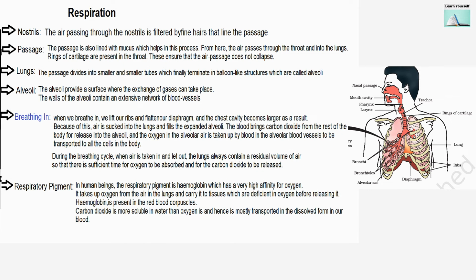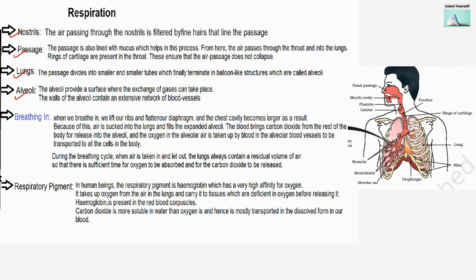Respiration is a very important process as it gives us fresh oxygen, and it is responsible for the gaseous exchange that happens in the lungs. Now, nostrils, passage, lungs and alveoli are the important parts taking part in respiration, and they are responsible for the gaseous exchange.